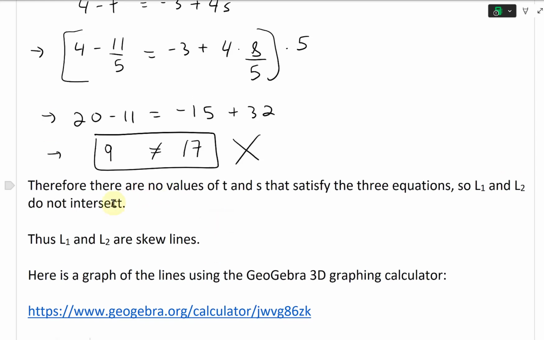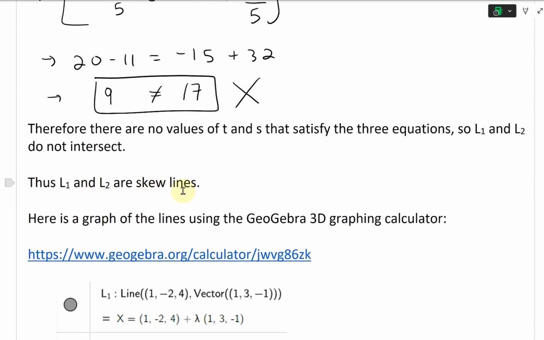Therefore there are no values of t and s that satisfy the three equations. So L1 and L2 do not intersect. Thus L1 and L2 are skew lines, so they're not parallel and they do not intersect.